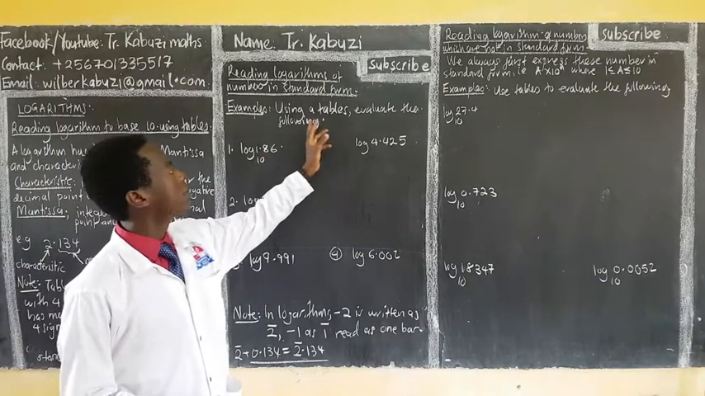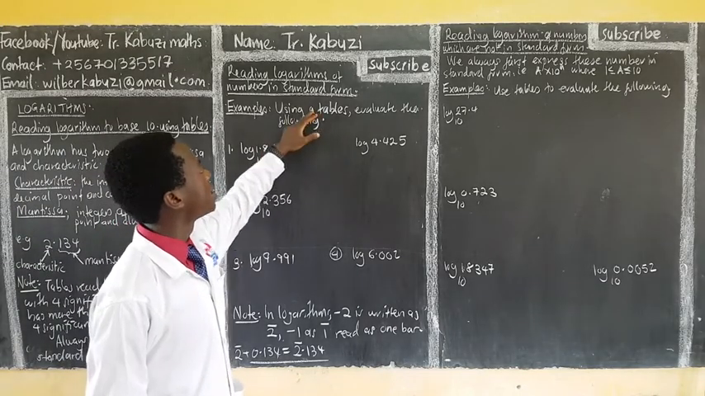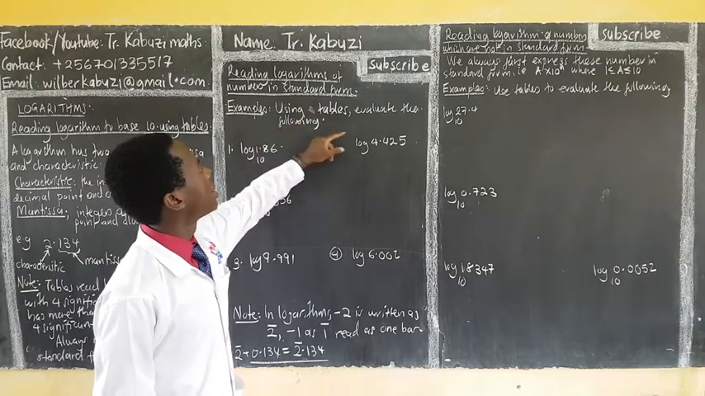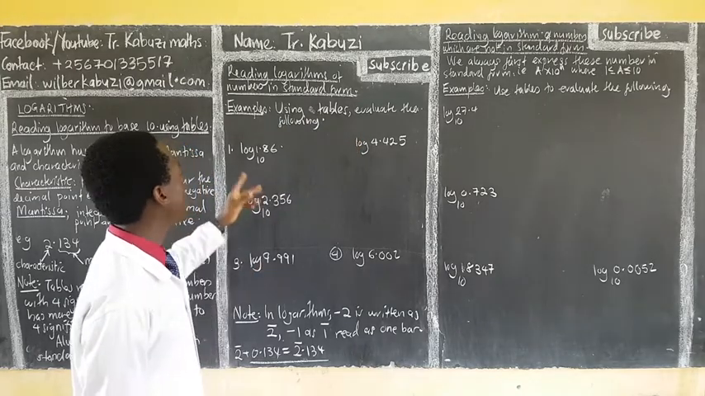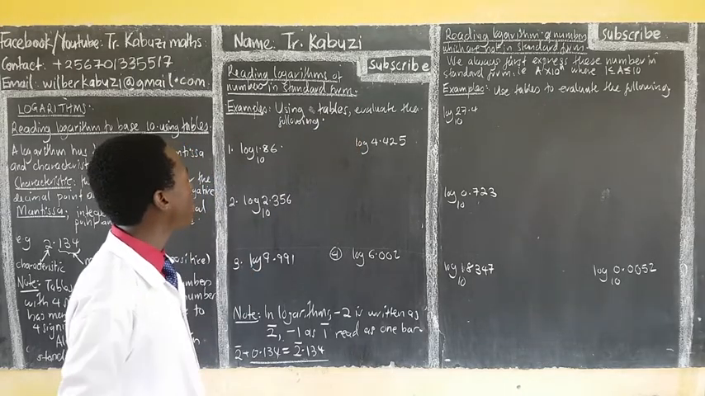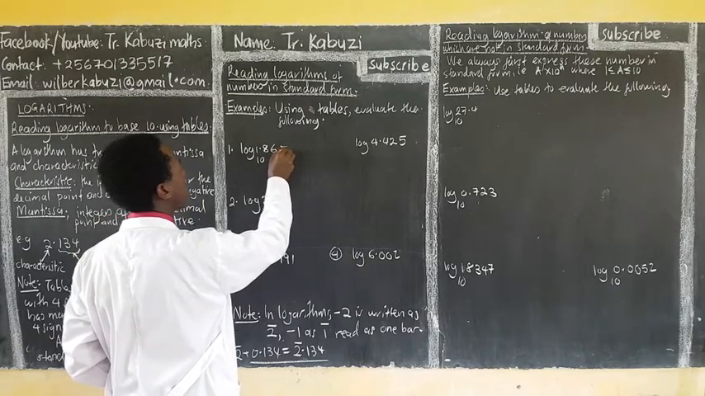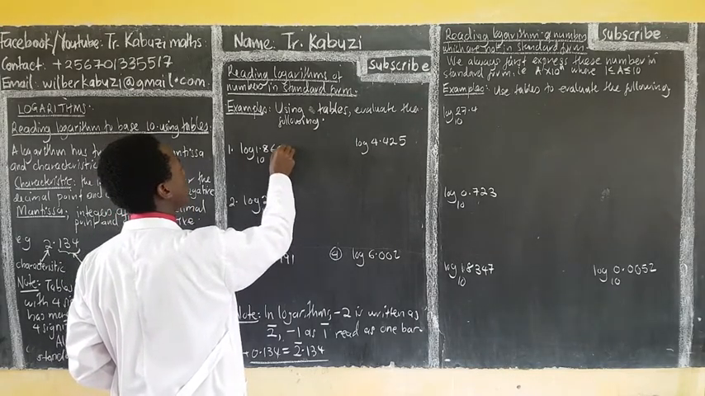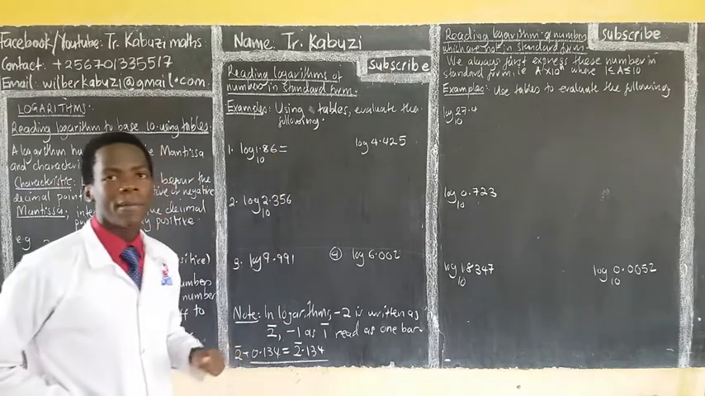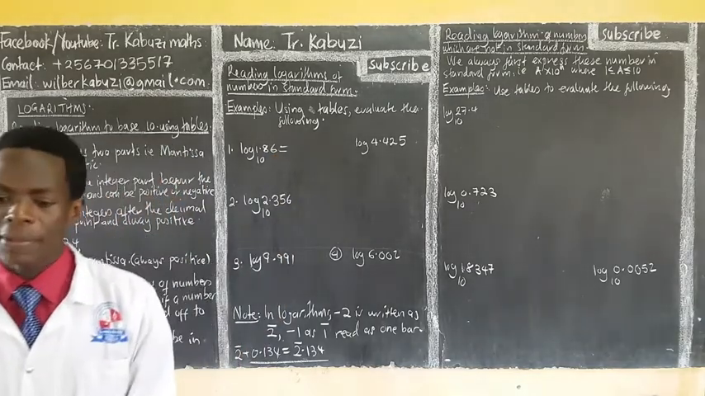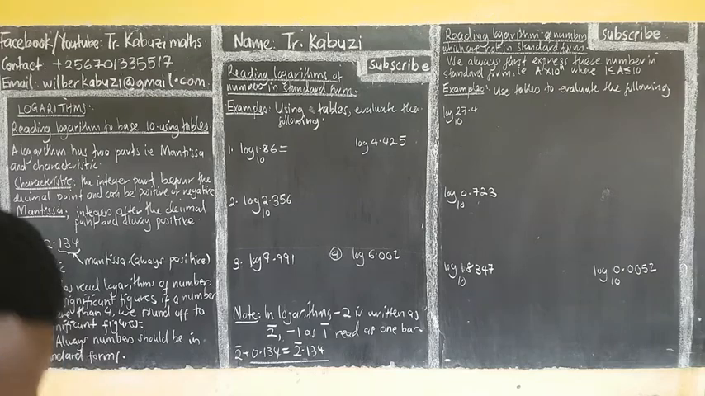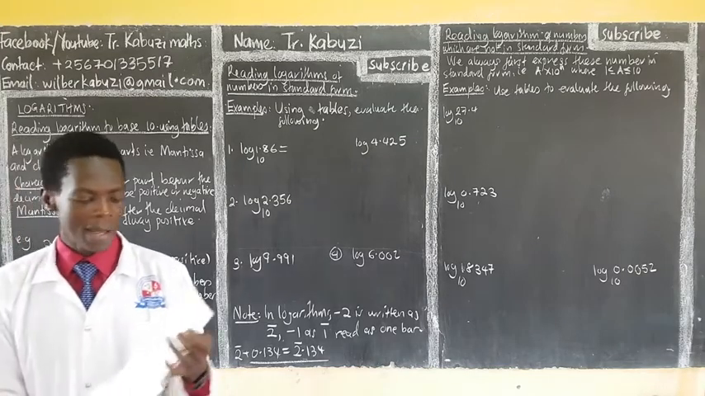Using tables, evaluate the following. They give you this. How do we evaluate this? We read these numbers from a table as I'm going to show you. So please get your log tables, and then you open where we have this one. This is mine that I'm going to use.